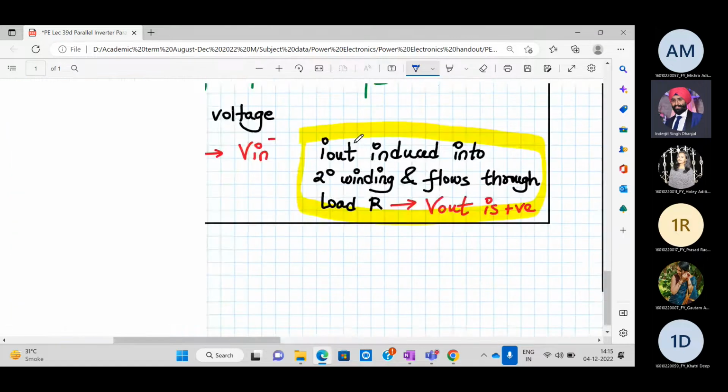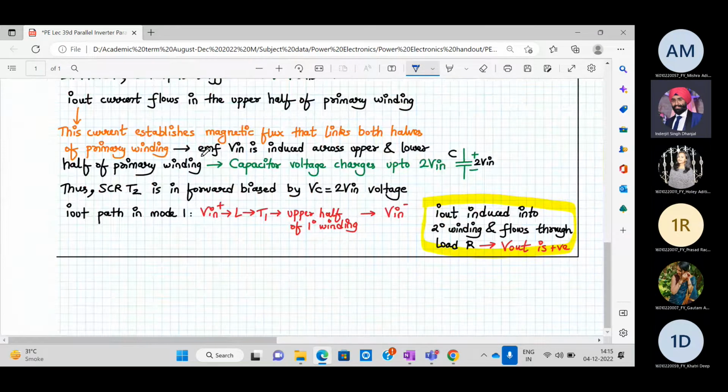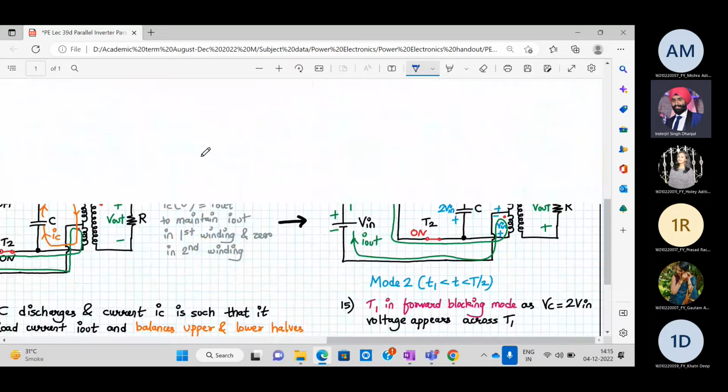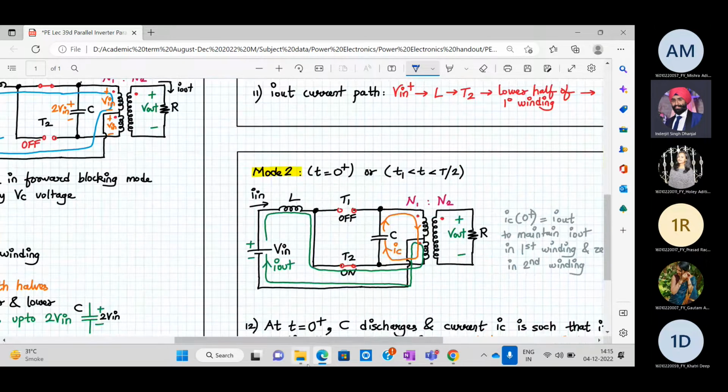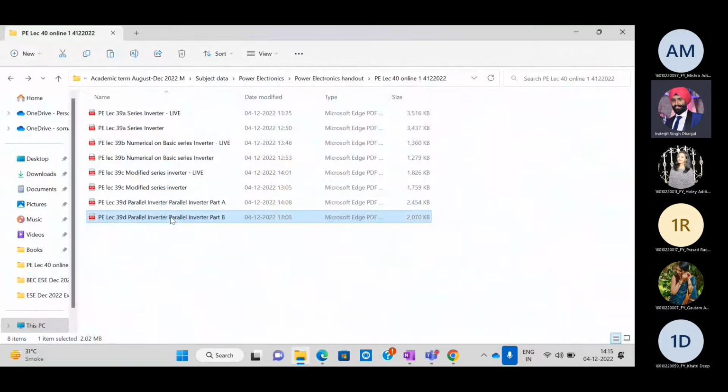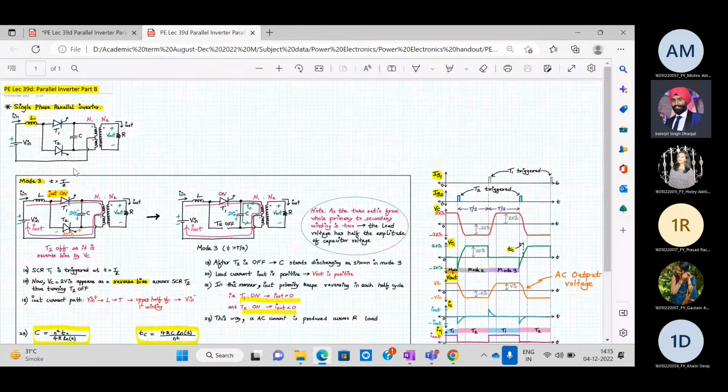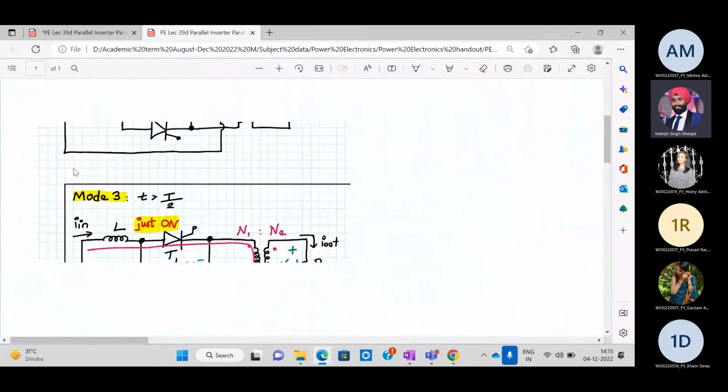So let's see. Actually, this PDF was very big, so I have divided it into two parts. In the first part, I have explained up till here. Now let me open another PDF, so you all can also refer to it like this. Now this next PDF part, we will explain the third part.